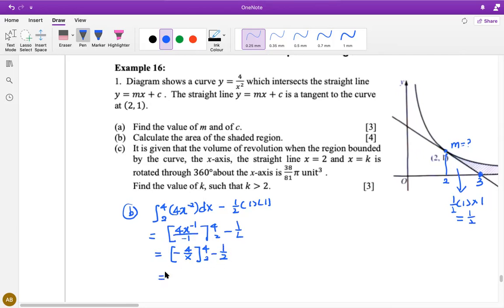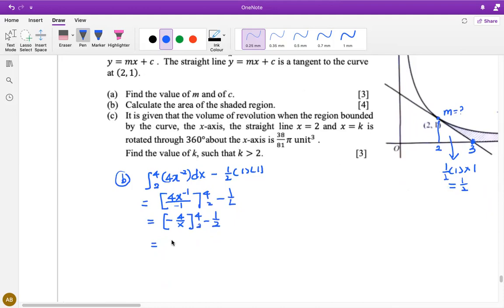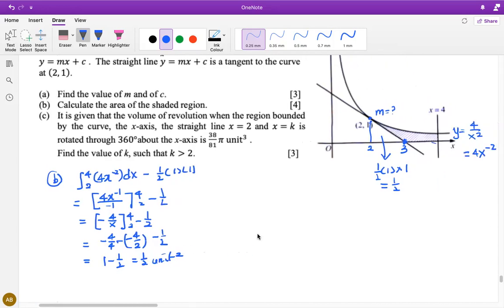So you substitute in: negative 4 over 4 minus negative 4 over 2, then minus half. So you get 2 minus 1, so it's 1 minus half. Okay, so the answer is half unit square for the shaded region. So it is C.